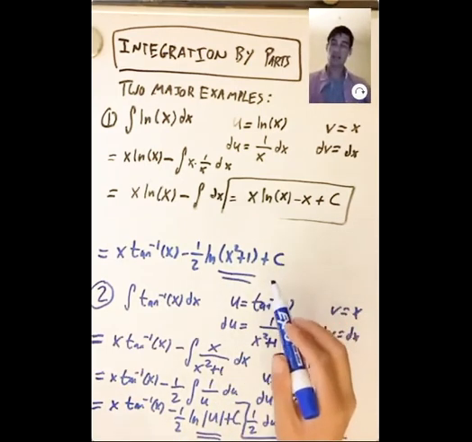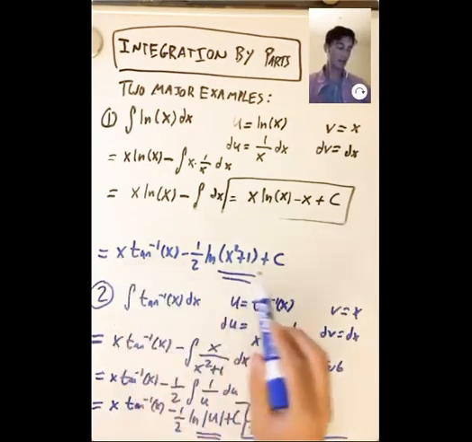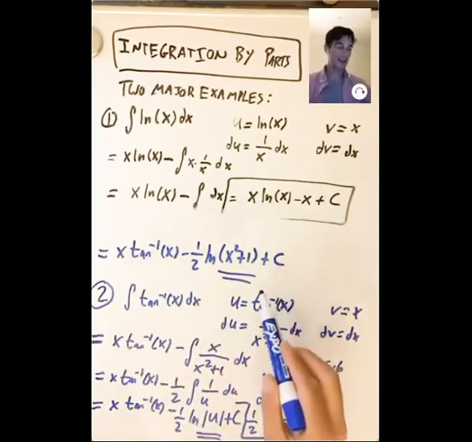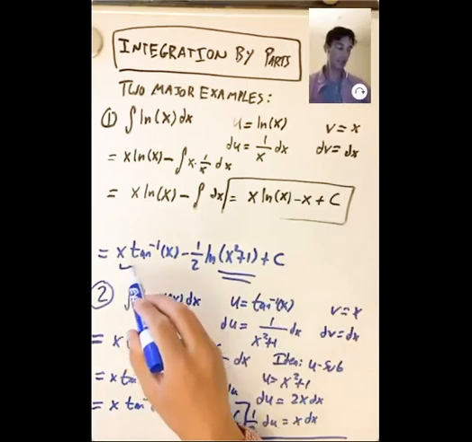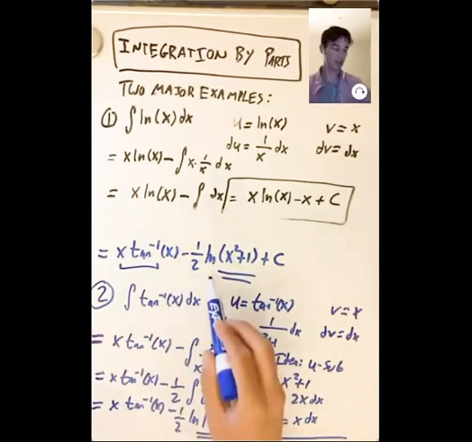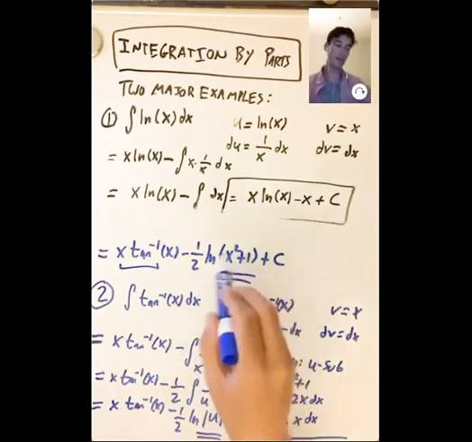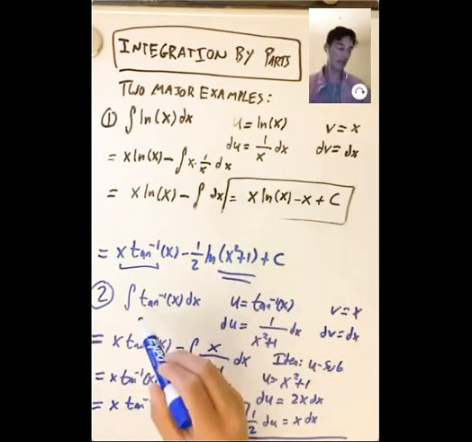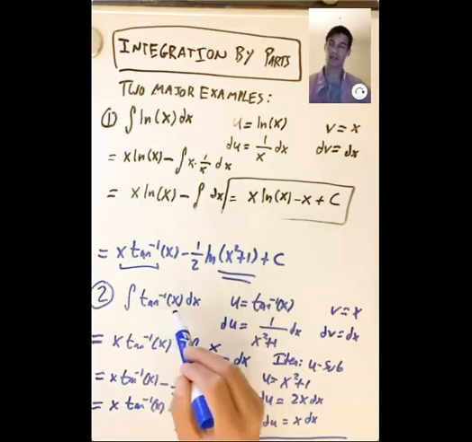Last thing, you can check that if you take the derivative of this function, applying the product rule here, you'll get an x times 1 over x squared plus 1. Taking a derivative here, you'll get a 1 over x squared plus 1. Everything will cancel in such a way that you just get arctan of x.